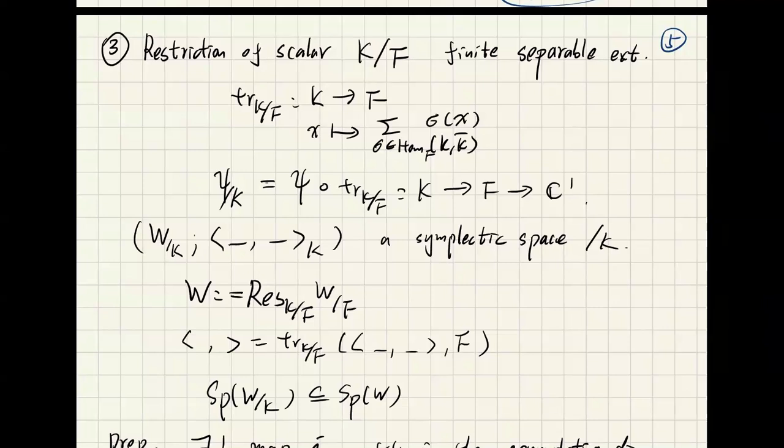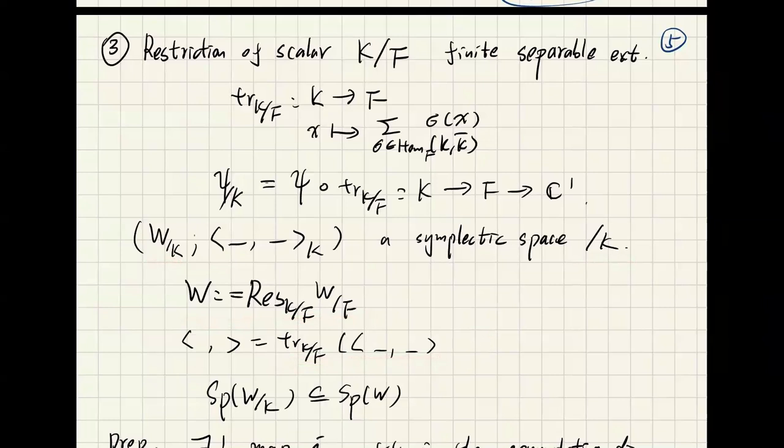And so by precomposing with the trace map, you can turn an additive character of F into an additive character of K. So suppose you have a symplectic space defined over K. You can view it as a symplectic space defined over F, with the symplectic form being the original symplectic form, which is defined over K. Then you take the trace, and it will be defined over F.